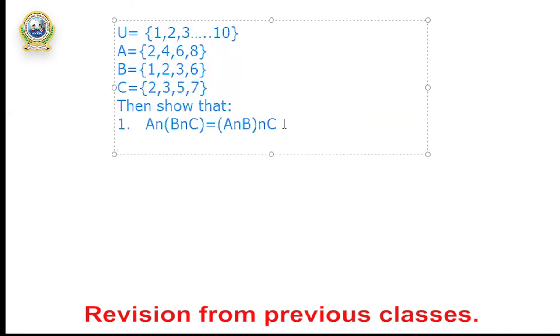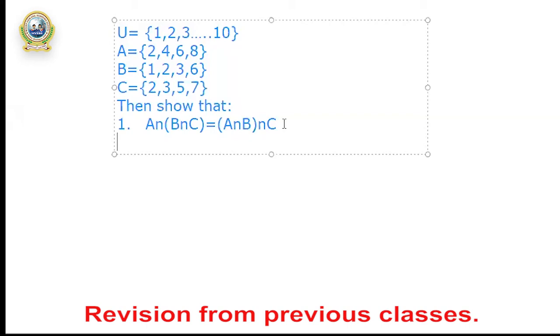So I hope you can see the screen, I have typed some question and information there. We have a universal set U whose members are 1, 2, 3 up to 10. And we have a set A whose members are 2, 4, 6, 8, B is 1, 2, 3, 6, and C is 2, 3, 5, and 7. Okay, so we have to show that A intersection (B intersection C), see the small bracket there shows the order of the operation, must be equal to (A intersection B) intersection C.